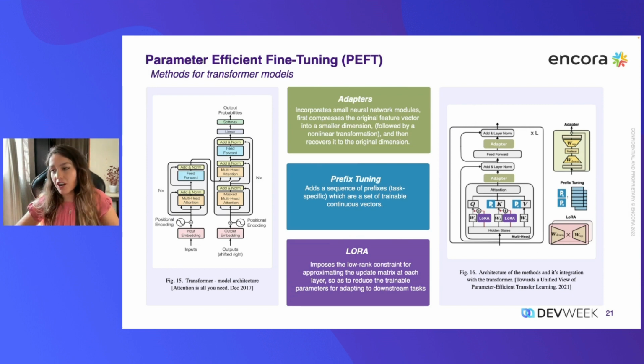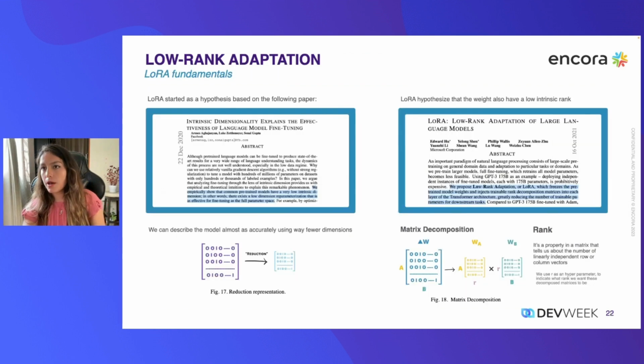LoRA imposes a low-rank constraint for approximating the update matrices at each layer, so as to reduce the trainable parameters for adapting to downstream tasks. We will see LoRA in depth. LoRA started as a hypothesis based on another work. The paper that you see on your left suggests that when you have a pre-trained model and we adapt it to a specific task, we can describe the model almost as accurately using far fewer dimensions. So let's say we have 50 dimensions. Maybe it could be described with only 20 of them. So we can just get rid of the extra and we are going to be good.